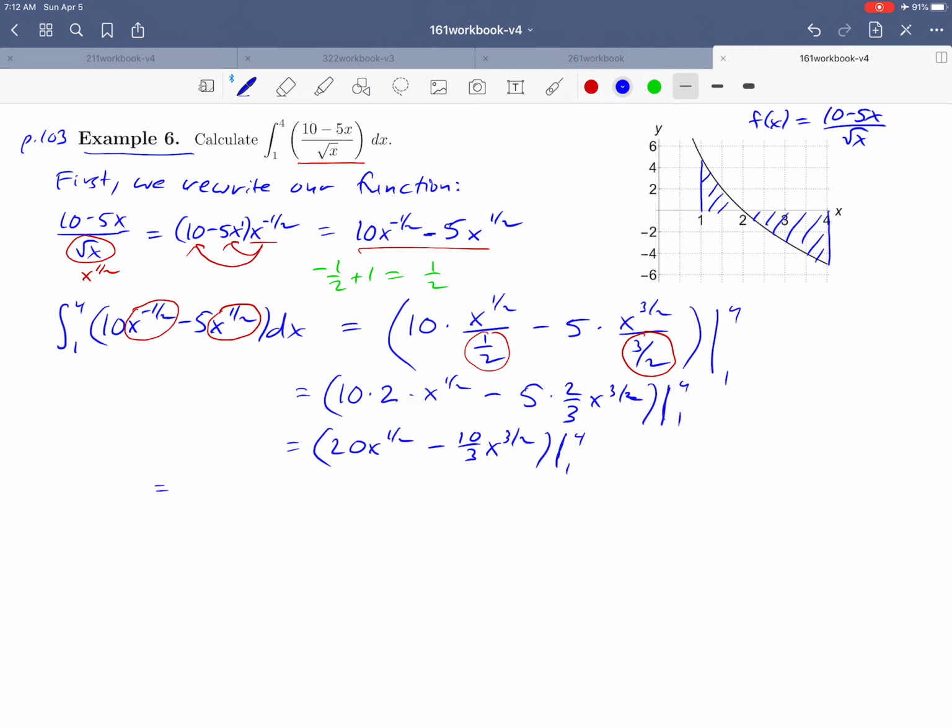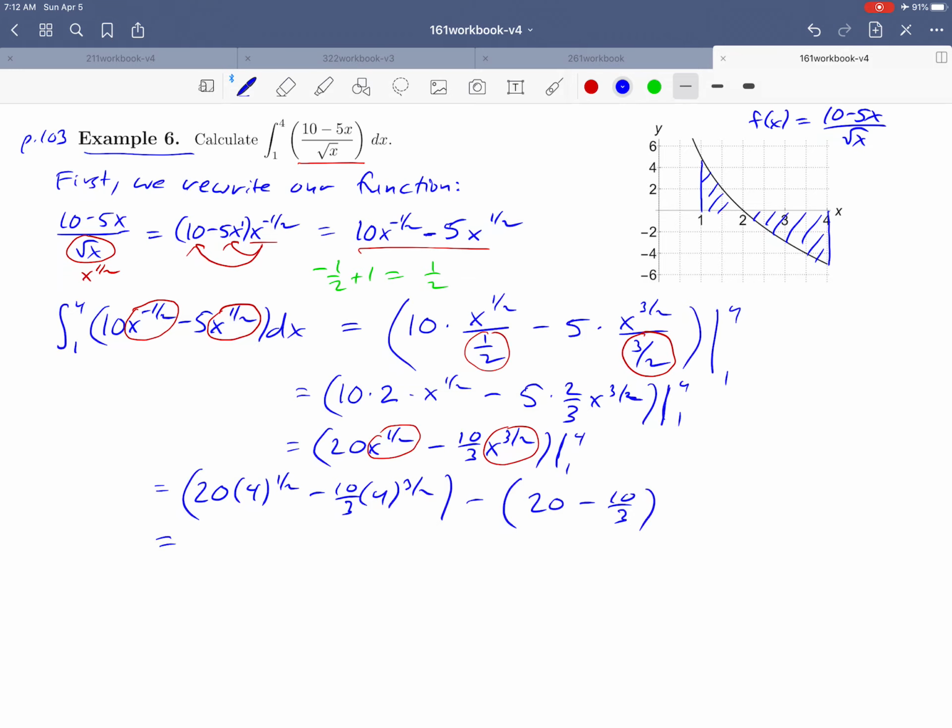Okay, so starting with the upper limit of 4, we substitute that in. We're going to get 20 times 4 to the 1/2 minus 10/3 times 4 to the 3/2. There's our upper limit. And then we'll substitute in 1. And notice that when you substitute 1 into x to the 1/2 and x to the 3/2, you're going to get 1 because 1 raised to any power is 1. So we're just going to get a 20 minus a 10/3 out of those last two terms.